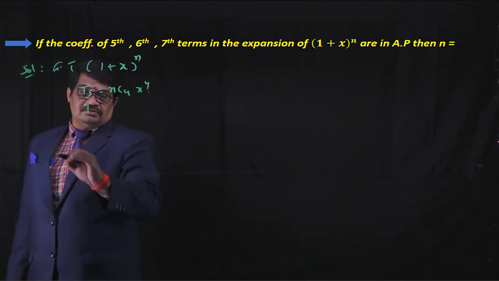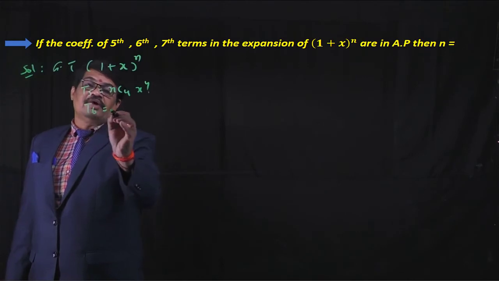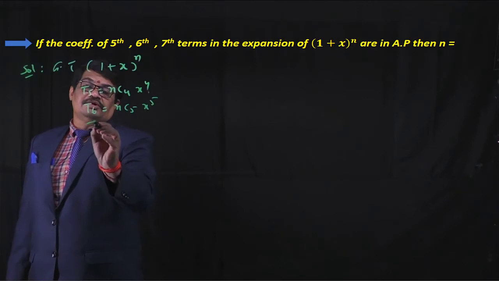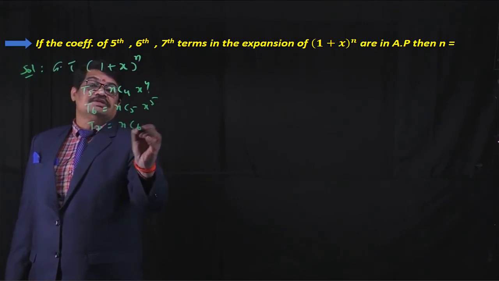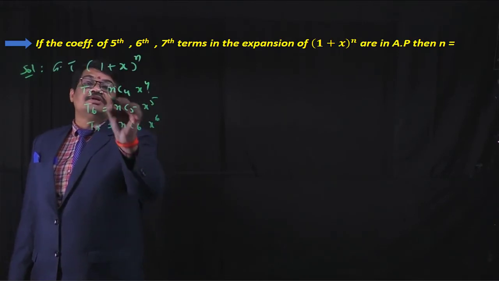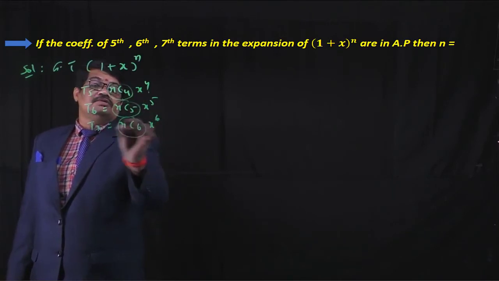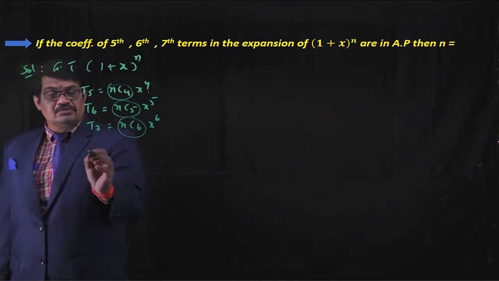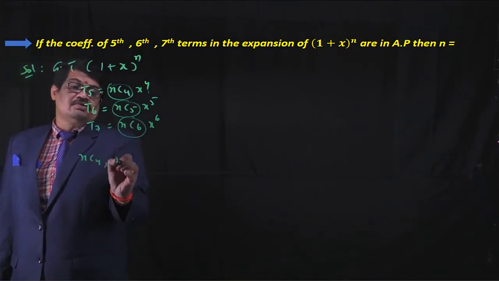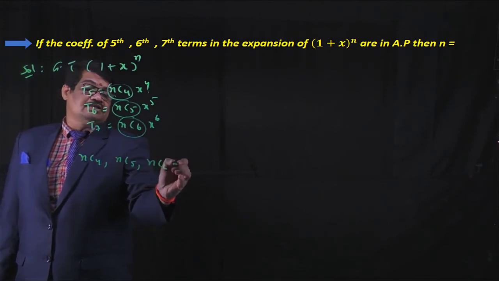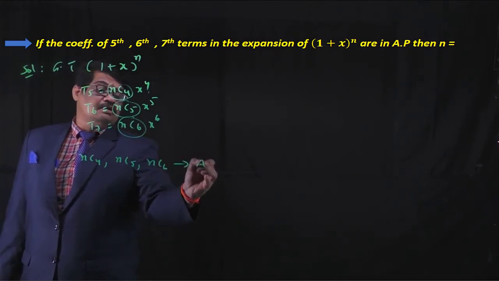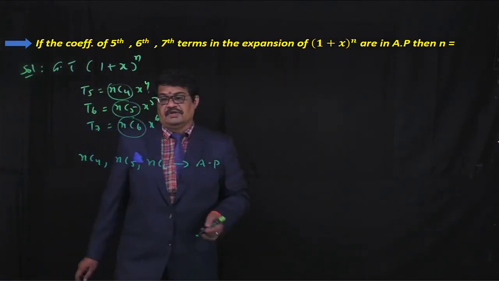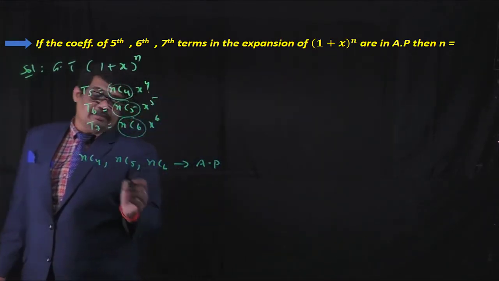The sixth term, that is 5 + 1, here r is 5: nC5 x⁵. What is the seventh term? nC6 x⁶. These are the coefficients, and these three coefficients are in AP. So the coefficients of the 5th, 6th, 7th terms, that is nC4, nC5, nC6, are in AP. Then what is the value of n?